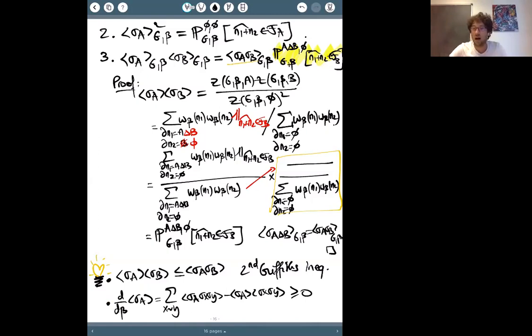So in particular, the existence of beta C in the first class follows from the second Griffiths inequality, which itself follows very easily from the switching lemma. Okay? So that tells you a little bit how powerful these things are. You are going to see, we are not done yet. I'm going to give you other applications of the switching lemma, and then we will prove the switching lemma.